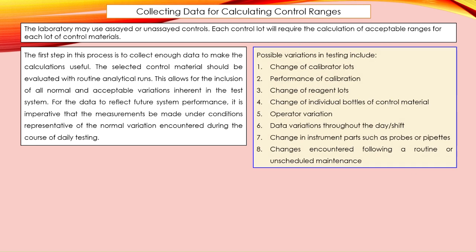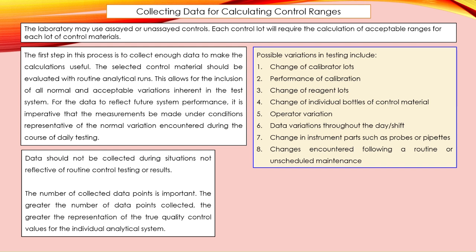Possible variations in testing include: 1. Change of calibrator lots. 2. Performance of calibration. 3. Change of reagent lots. 4. Change of individual bottles of control material. 5. Operator variation. 6. Data variations throughout the day or shift. 7. Change in instrument parts such as probes or pipettes. 8. Changes encountered following routine or unscheduled maintenance. Data should not be collected during situations not reflective of routine control testing or results.